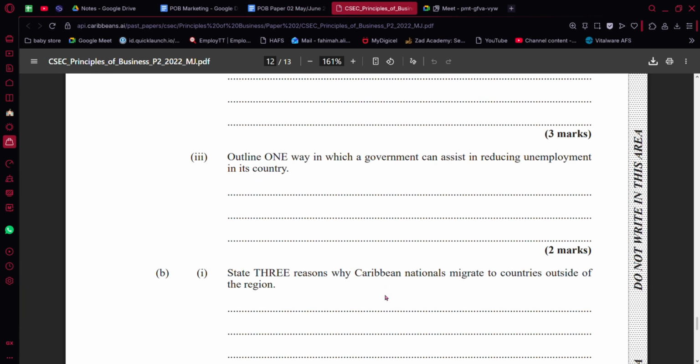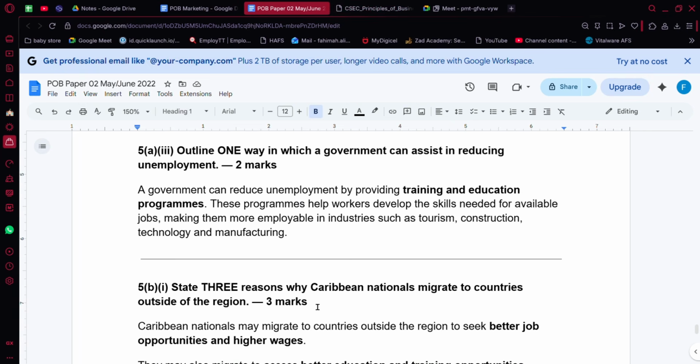Outline one way in which a government can assist in reducing unemployment in its country. A government can reduce unemployment by providing training and education programs. These programs help workers develop the skills needed for available jobs, making them more employable in industries such as tourism, construction, technology, and manufacturing.